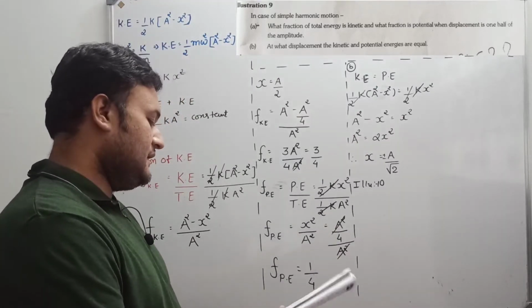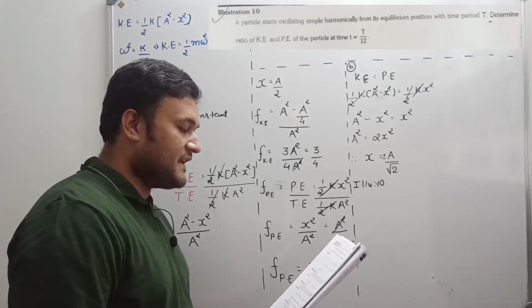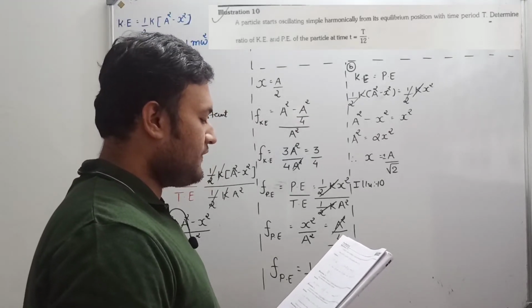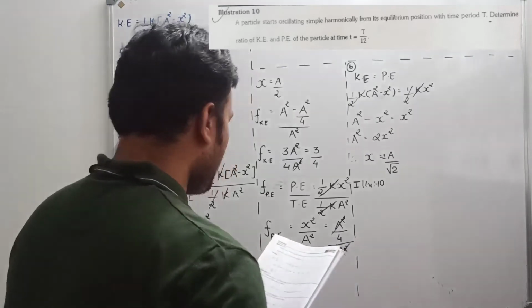Now what is illustration 10? A particle starts oscillating simple harmonic from its equilibrium position with the time period T. Determine the ratio of kinetic energy and potential energy of the particle at t equal to T by 12.